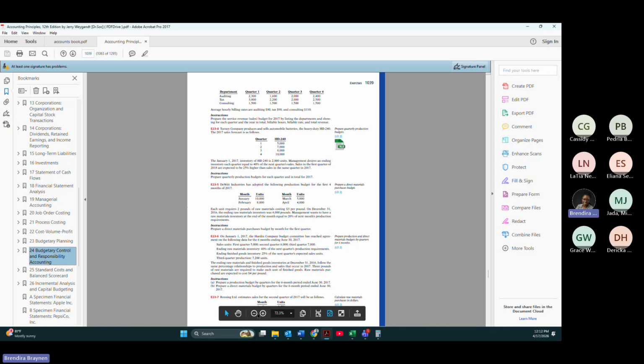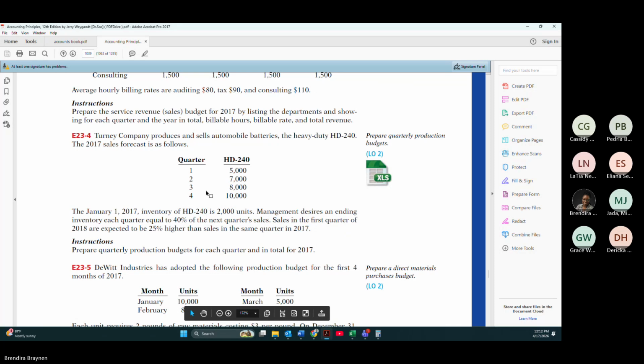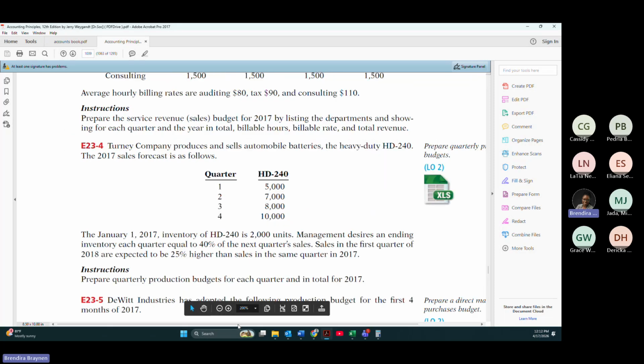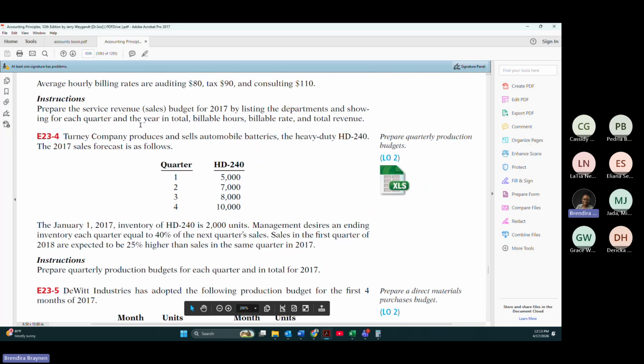Okay. So this is another example of a production budget question. I could go through this particular question. The wording would be very similar to what you should see on the exam. But this question says, a company produces and sells automobile batteries, heavy duty HD 240. The 2017 sales forecast is as follows. So this is for the quarter. This is what they expect to sell for the quarter. They have to give you the sales information in order for you to figure out the production information.